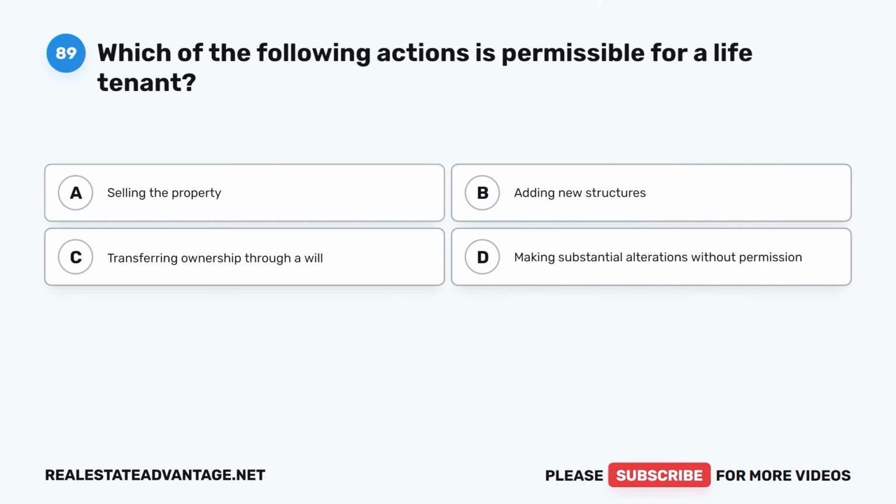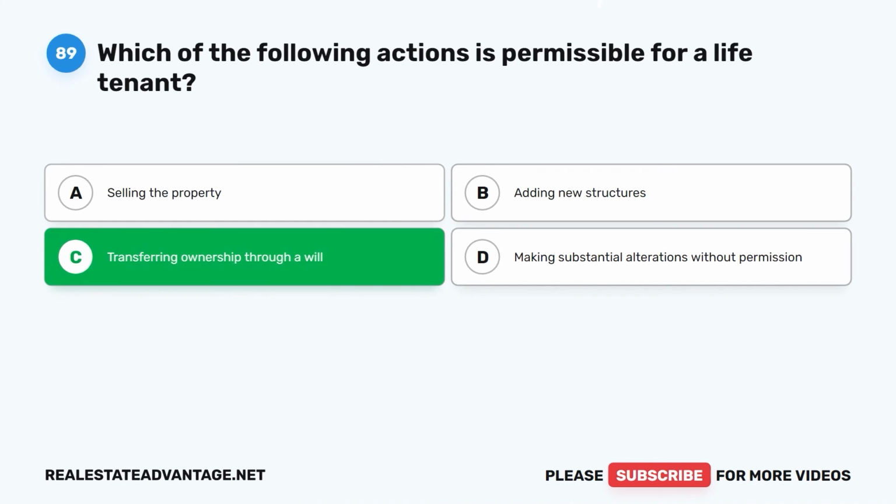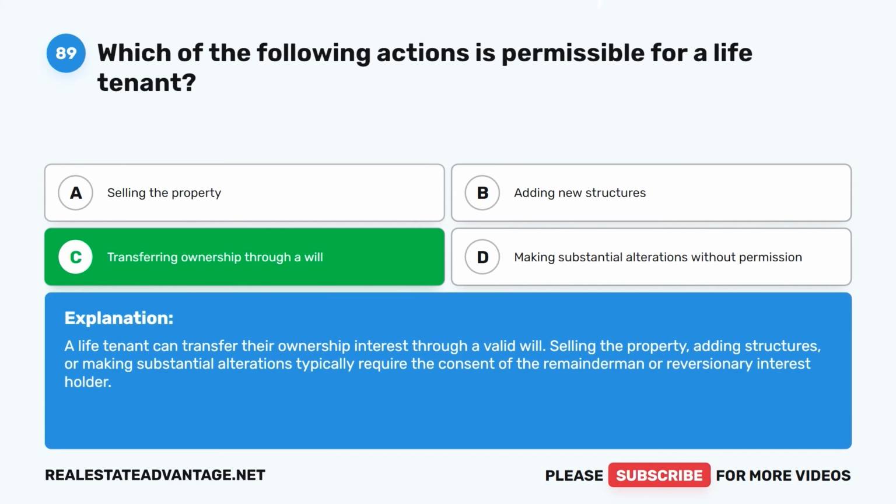Question 89. Which of the following actions is permissible for a life tenant? A. Selling the property. B. Adding new structures. C. Transferring ownership through a will. D. Making substantial alterations without permission. The correct answer is C. Transferring ownership through a will. A life tenant can transfer their ownership interest through a valid will. Selling the property, adding structures, or making substantial alterations typically require the consent of the remainderman or reversionary interest holder.